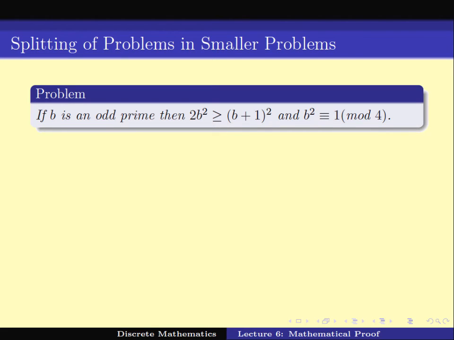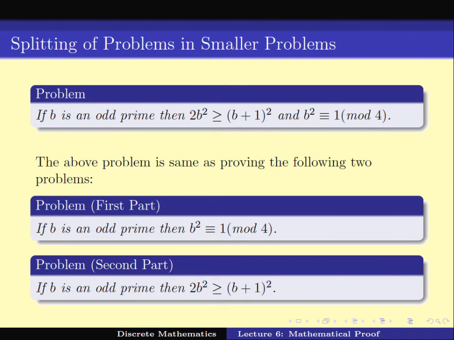Thus, this problem can be split up into two parts, namely, first part, if b is an odd prime, then b square is congruent to 1 mod 4, and if b is an odd prime, then 2b square is greater than or equal to b plus 1 whole square. Here are the two parts that we have got. So a big problem has been split up into two smaller parts. That means that we can handle each of these small problems individually. So let us start with the first problem.